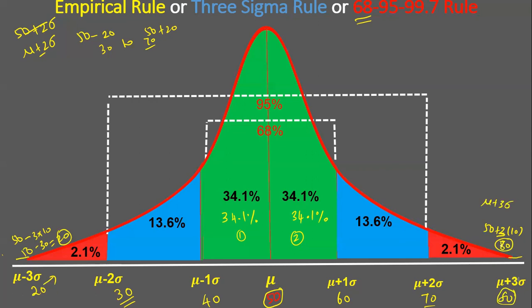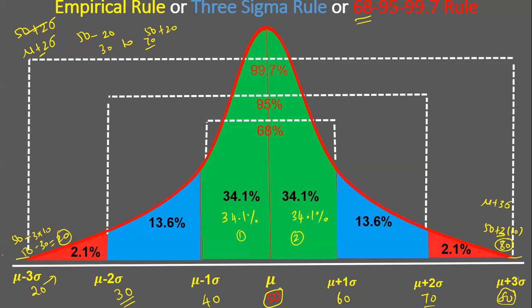I made a small mistake here. It's not 70, it should be 80. So 99.7% of people will get the marks from 20 to 80. This is what your empirical rule says, or we call it the 3 sigma rule, or the 68, 95, 99.7 rule.